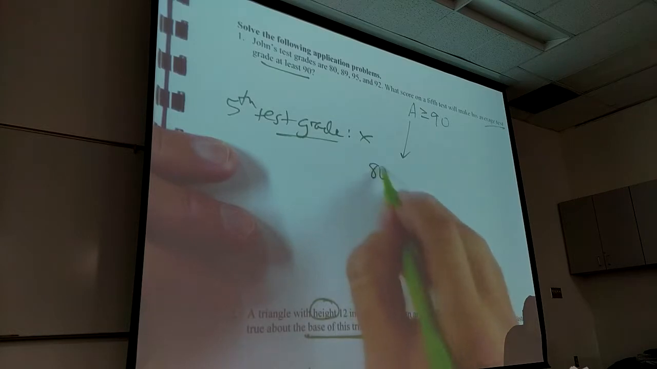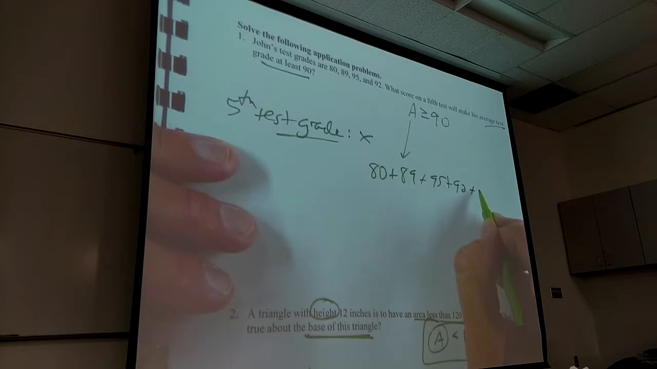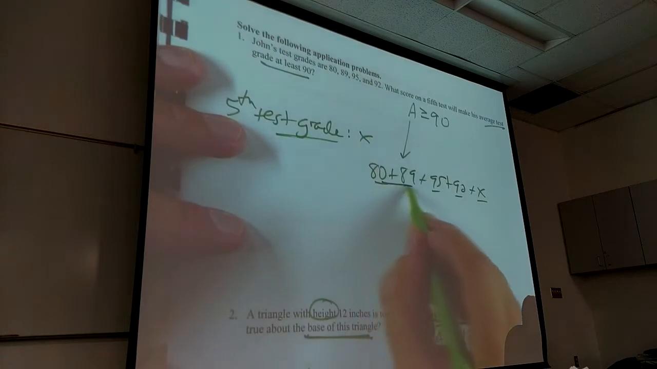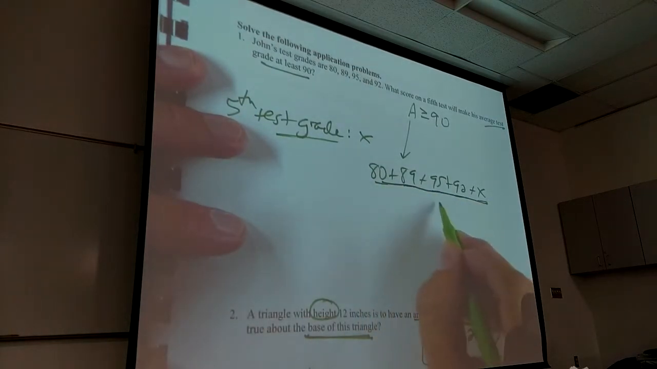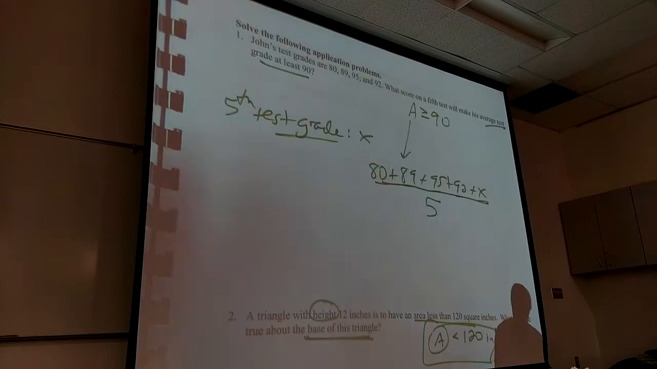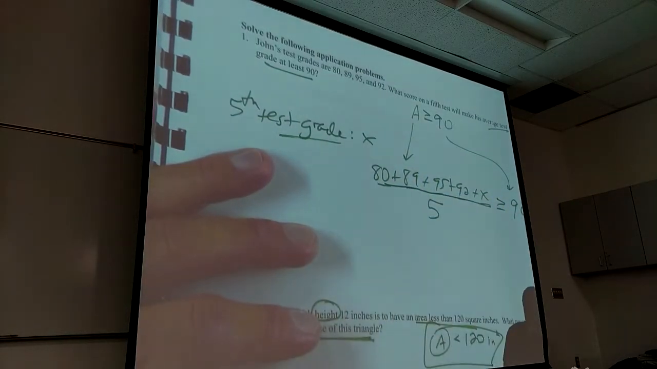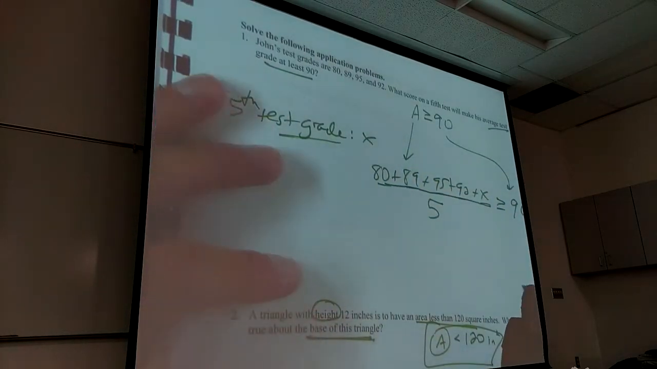Add them all up, so 80 plus 89 plus 95 plus 92 plus x. Good. First, second, third, fourth, fifth. And then you divide it by how many there are? There's 5. Just because you don't know it doesn't mean it isn't one of the grades, right? So I'll divide by 5. And I want that to be at least 90. So I want the average to be at least 90.